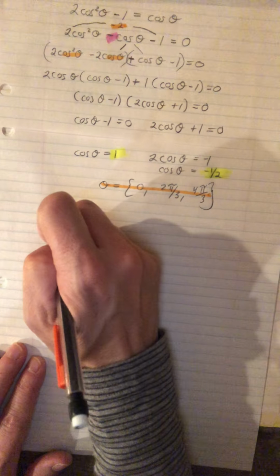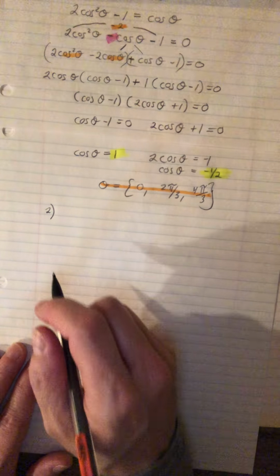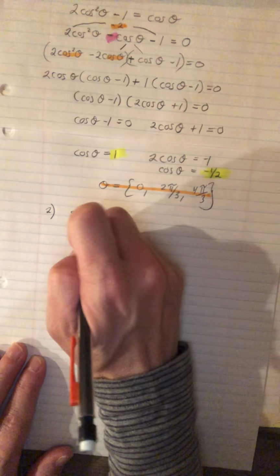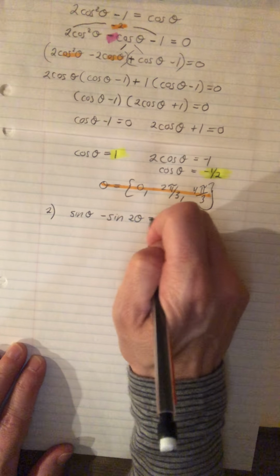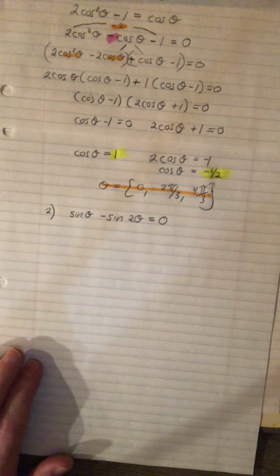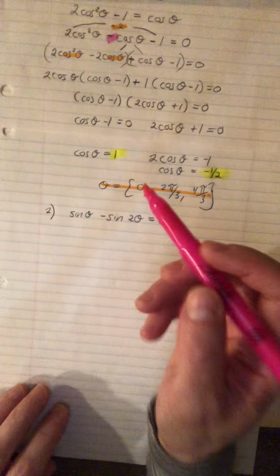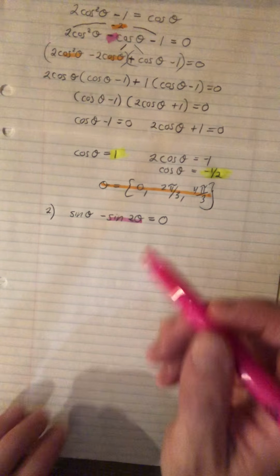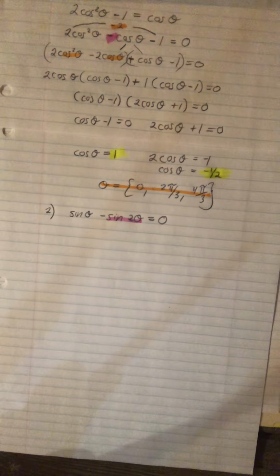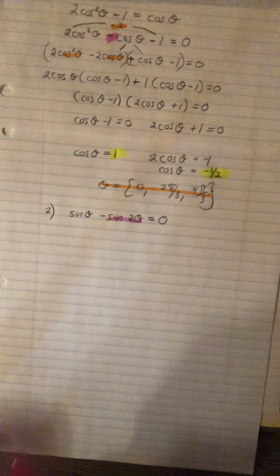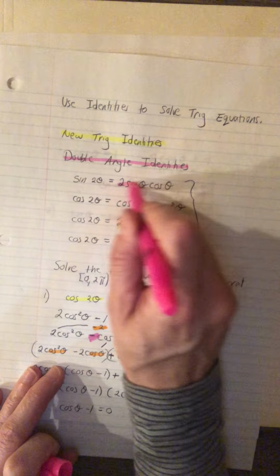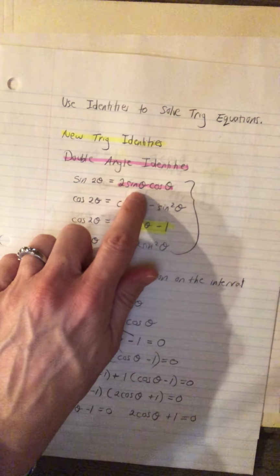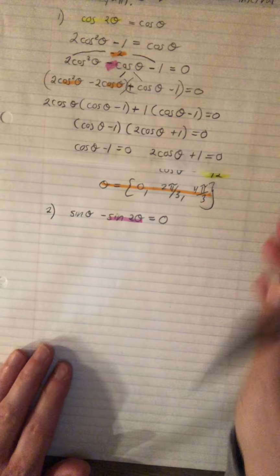All right, let's take a look at another one. My second one I'm going to do is sine theta minus 2 sine of 2 theta equals 0. Now again, I see a double angle identity. This one's a little different because I have sine of 2 theta. I only have one sine double angle identity, so I have to use that one. Sine of 2 theta is equivalent to 2 sine theta cosine theta. So that is the only thing I can input in here.